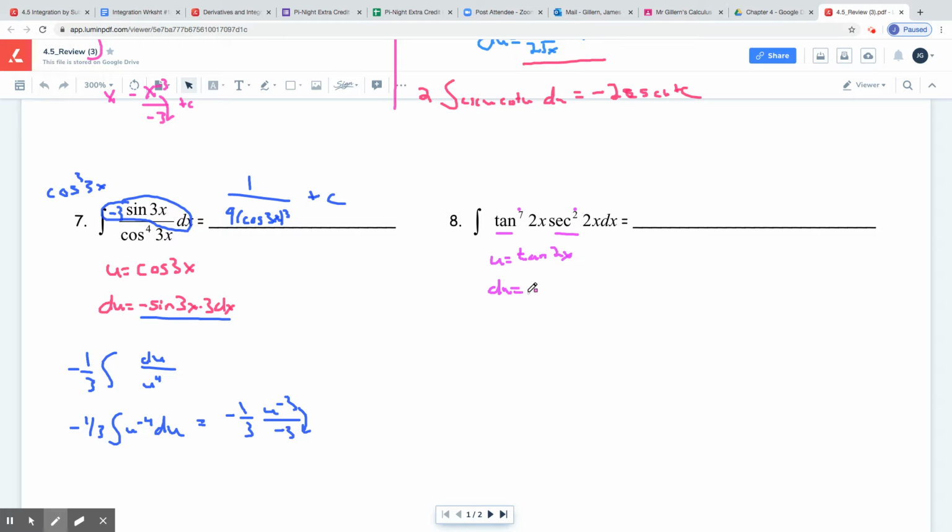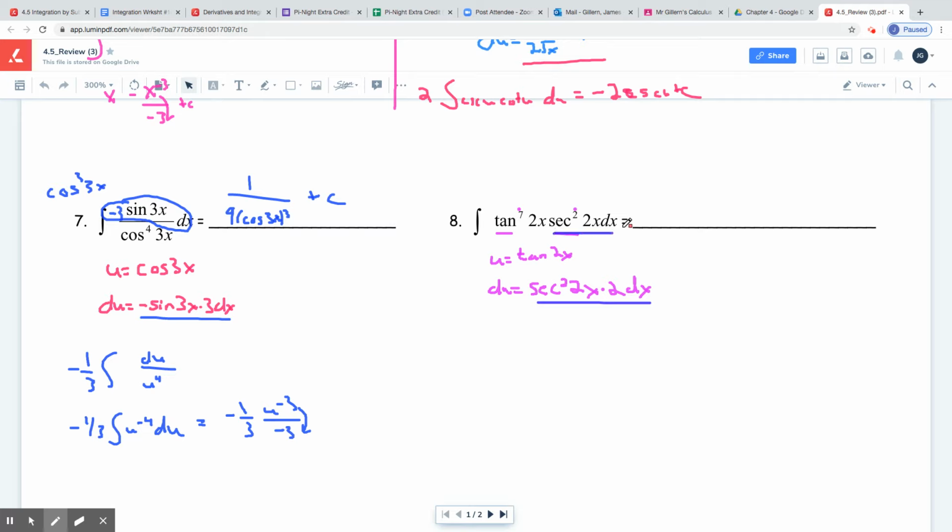The derivative of tangent is secant squared. So it's secant squared 2x times the derivative of the inside, which is 2 dx. Don't forget about chain rule. All right, derivative of the outside, keep the inside the same, times the derivative of the inside. That's where that 2 comes from. All right, so I need all of this.